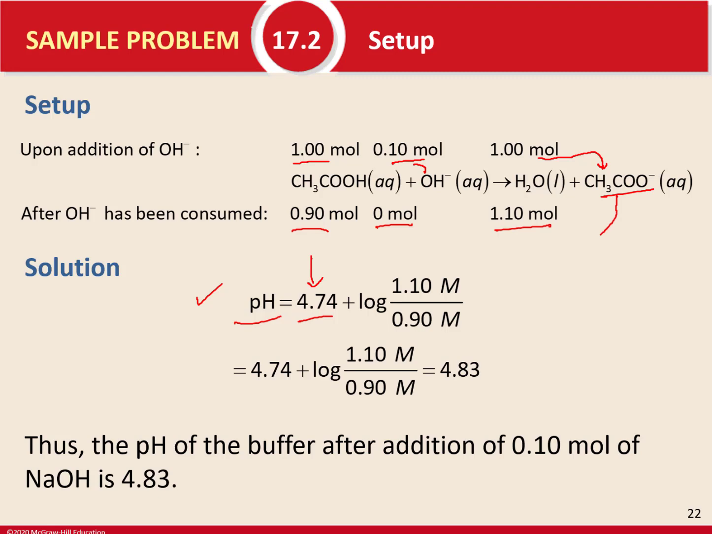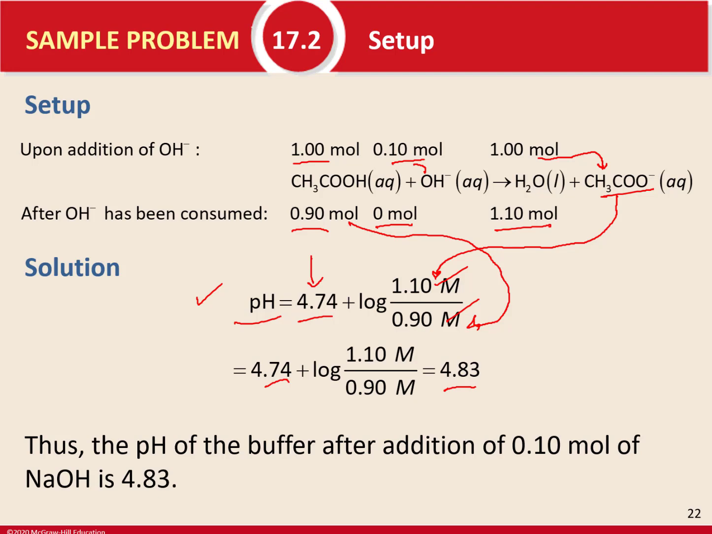This is the crucial part, getting this correct. The conjugate base here and the molecular acid here. So pH equals 4.74 plus the log of 1.10 over 0.90 molar. These units cancel out. When you take the log of this, so log of (1.10 divided by 0.90), and add 4.74 to it, you get a pH of 4.83.